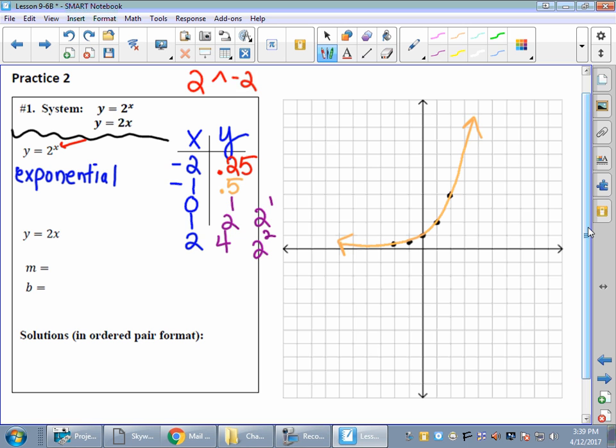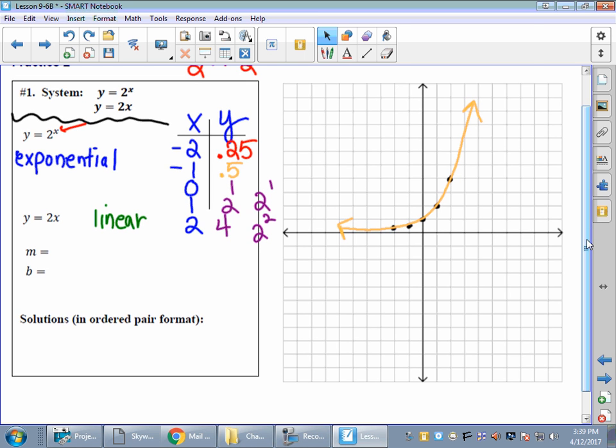Second equation, y equals 2x. Is y equals 2x linear, quadratic, or exponential? What's your highest power on your exponent? 2x to the first power, right? So that's just going to be a straight up linear equation. So your job is to finish y equals 2x. Look for your slope and look for your b.